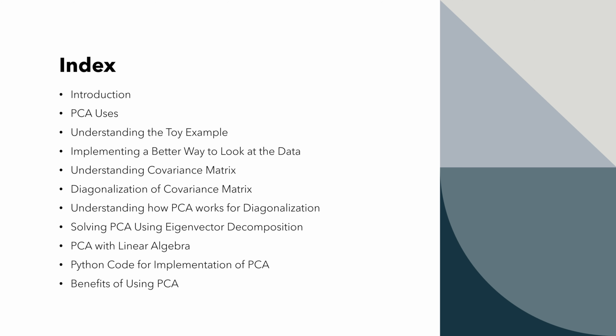So these are the points we are going to discuss today. First is what is PCA, the introduction of PCA, then where is PCA used, understanding one example of PCA, then implementing a better way to look at the data. We have taken two ways, which is change of basis and naive basis. Then understanding covariance matrix. Next is diagonalization of covariance matrix, understanding how PCA works for diagonalization, solving PCA using eigenvector decomposition, PCA with linear algebra, Python code for implementation of PCA, benefits of using PCA.